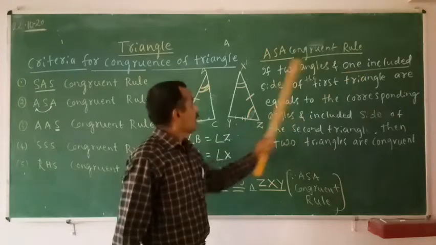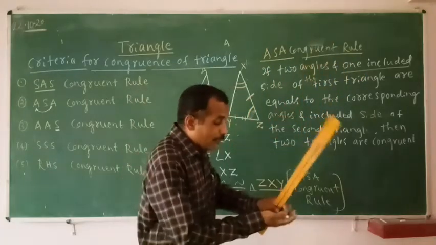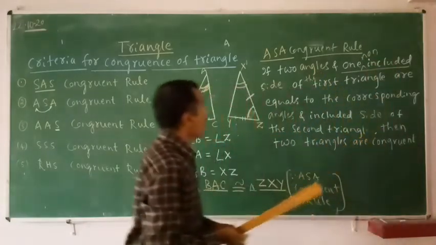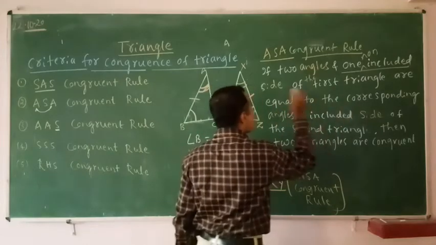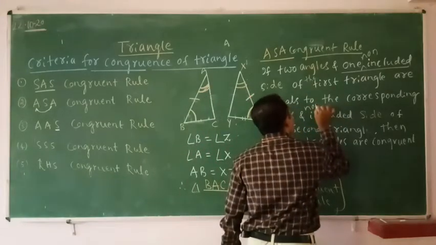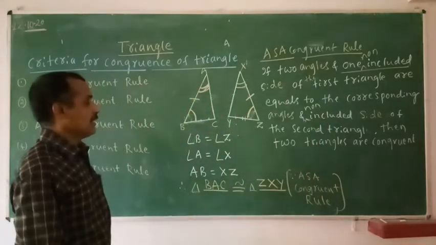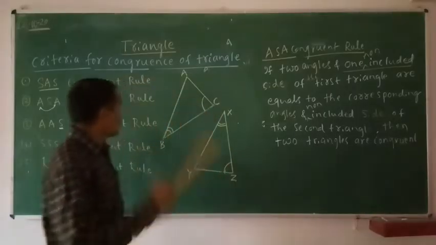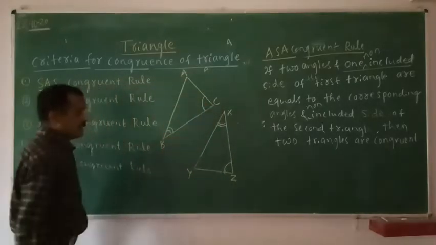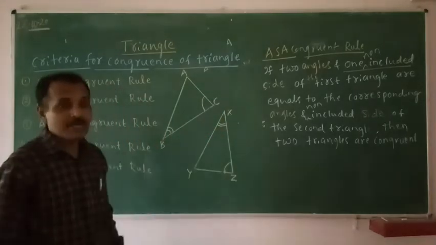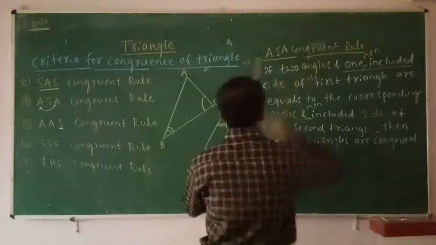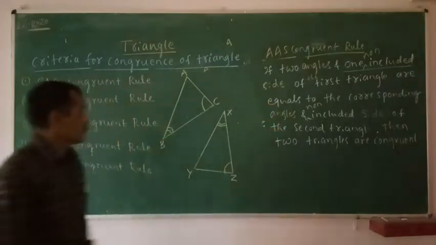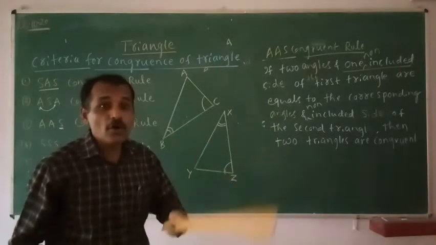Can we define? If two angles and a non-included side of the first triangle are equal to the corresponding angles and non-included side of the second triangle, then the two triangles are congruent. Okay students, look at this figure. Here is a triangle ABC and triangle XYZ. We are talking about AAS congruent. Two angles and a non-included side.